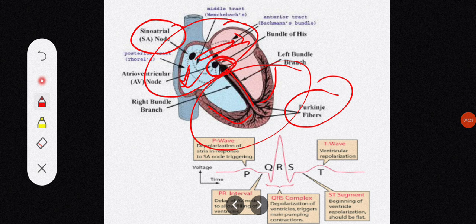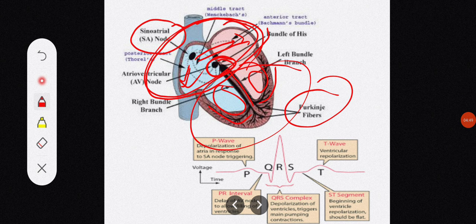So once the excitation wave travels the delay line, or you can say the bundle of His, what happens? Complete contraction of the atria takes place during that moment, and all the blood from the atria goes into the ventricles. Now all the blood is filled in the ventricle part.